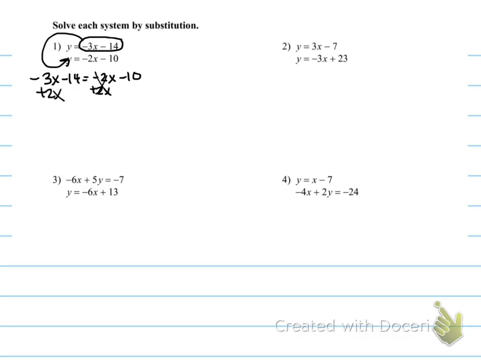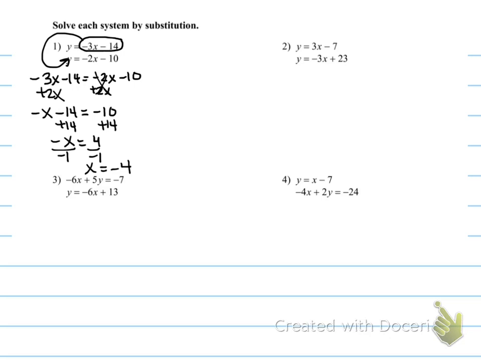So these cancel out, leaving me with negative x minus 14 equals negative 10. But I'm still not done yet because I've got to get that negative 14 out of there, and I'm going to do that by adding. So plus 14. So I've got negative x equals 4, but we're not quite done yet because you've got to divide by negative 1 to get that negative out of there. So we have x equals negative 4, which is great.